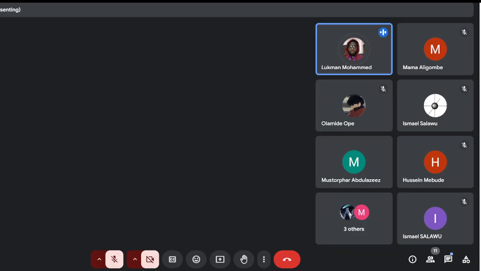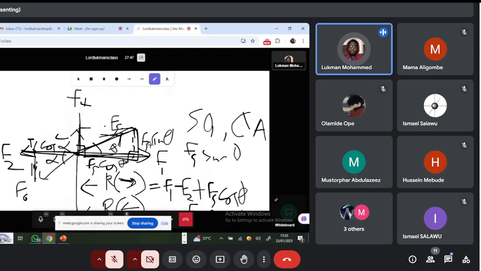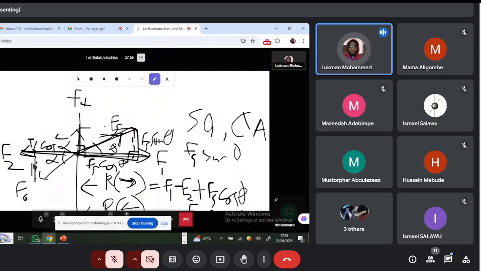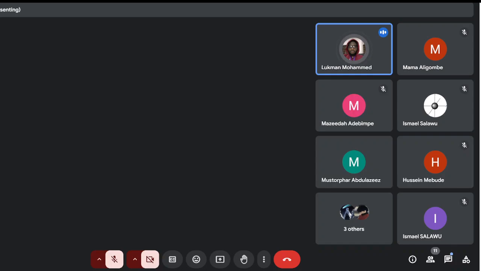Look at F5. I've already written it. Opposite is F sine, because horizontal adjacent is F5 cos. So the vertical is what I'm considering, I'm going to use sine. But for this F5, the closest vertical to it is the direction of F4, and that upward direction is going to be negative because I'm resolving downward vertical.